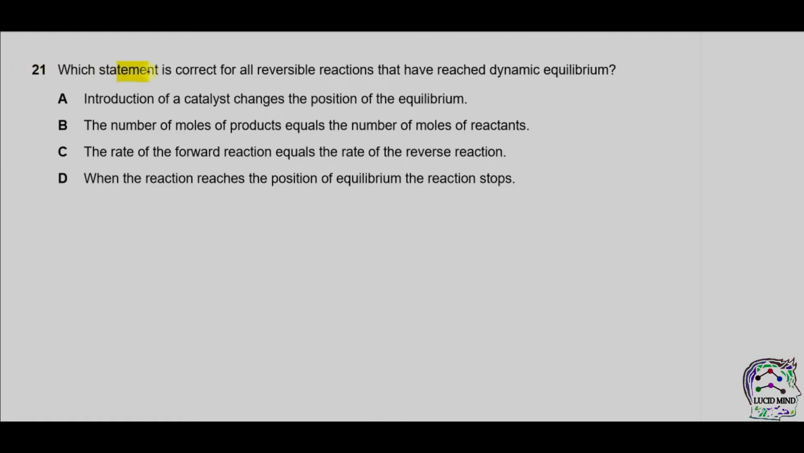Question 21. Which statement is correct for all reversible reactions that have reached dynamic equilibrium? Part A. Introduction of a catalyst changes the position of equilibrium. Now this is incorrect because catalyst does not change the position of equilibrium. Catalyst only reduces time to attain equilibrium.